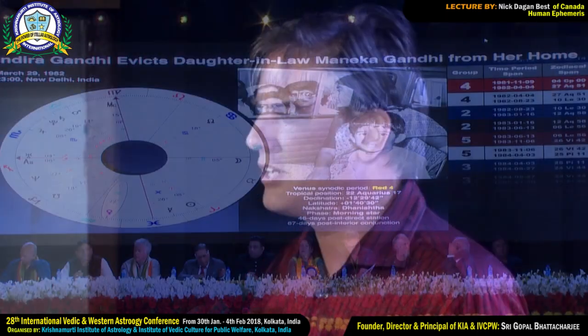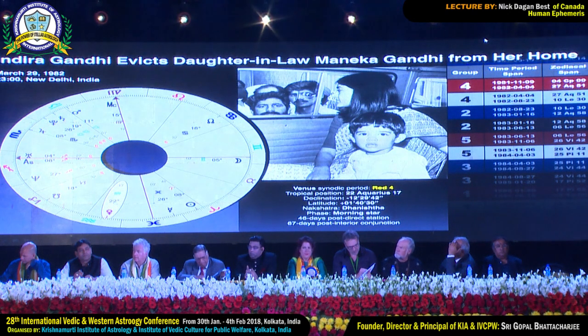But going to the Red 4, this was when the schism between Indira Gandhi and her daughter-in-law erupted, and Indira basically evicted her daughter-in-law, the widowed Maneka Anand, or Maneka Gandhi now, from her home and her grandchild. And this is a family schism that still carries into Indian politics today, which I find very interesting.